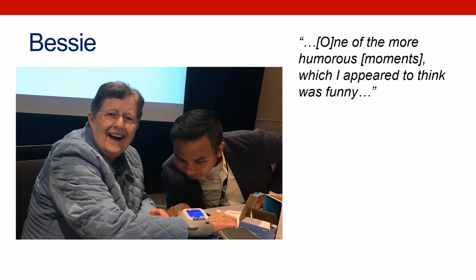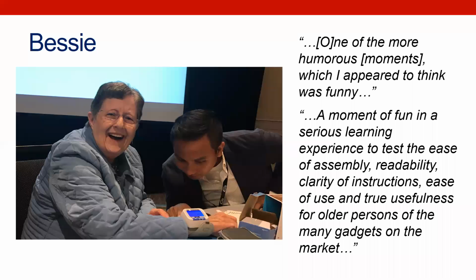In her part of the Photo Voice project, she describes this as a moment of fun in a serious learning experience to test the ease of assembly, readability, clarity of instructions, ease of use, and true usefulness for older adults of the many gadgets on the market. So this is a great example of a you had to be there moment. So having the photo along with Bessie's text to convey the humor and joy experienced by us helps others to also get a sense of what it was like to be there in that moment.